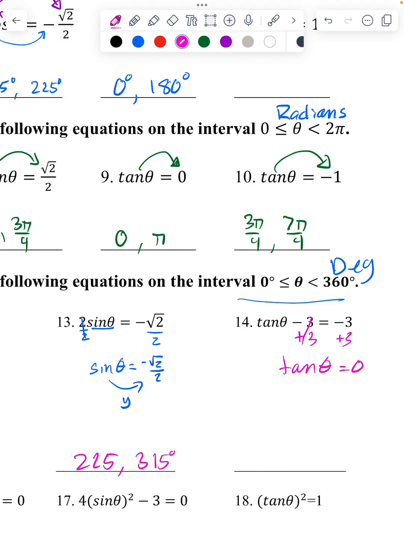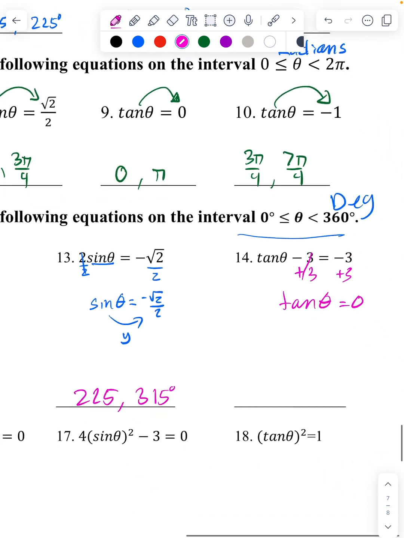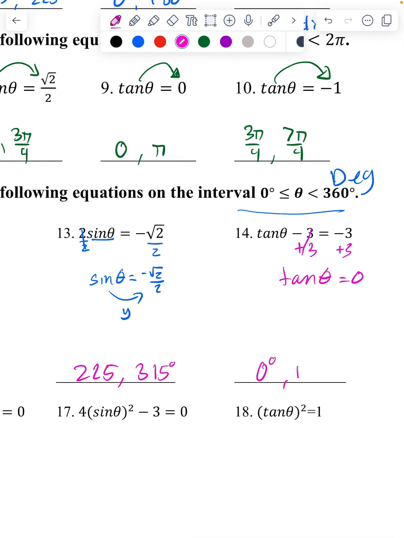All right, here I'm adding 3 to both sides to get the trig part alone. And now I have tangent of 0. So I go to my unit circle. Where is the tangent 0? Here and here. That is at, in degrees, 0 degrees and 180 degrees.